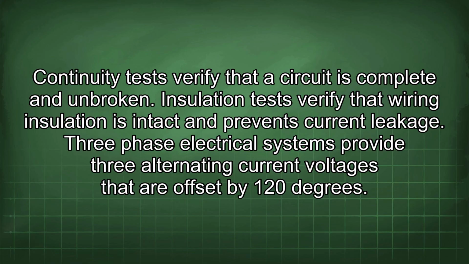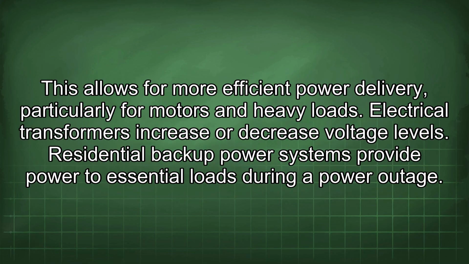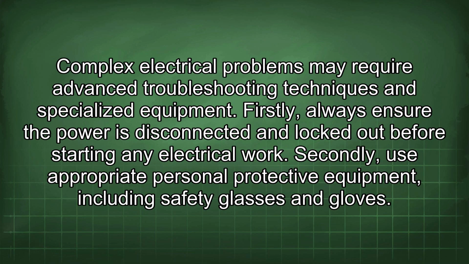Three-phase electrical systems provide three alternating current voltages that are offset by 120 degrees. This allows for more efficient power delivery, particularly for motors and heavy loads. Electrical transformers increase or decrease voltage levels. Residential backup power systems provide power to essential loads during a power outage. Complex electrical problems may require advanced troubleshooting techniques and specialized equipment.